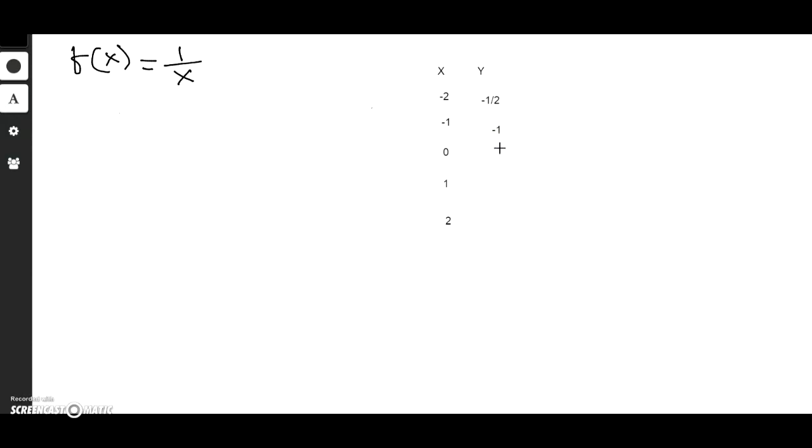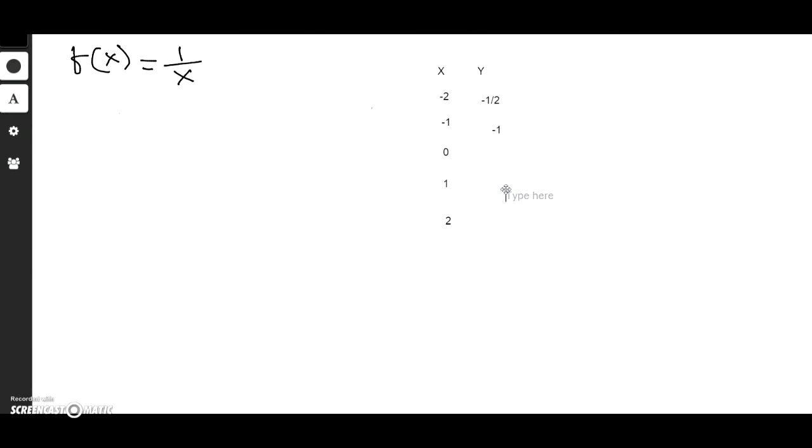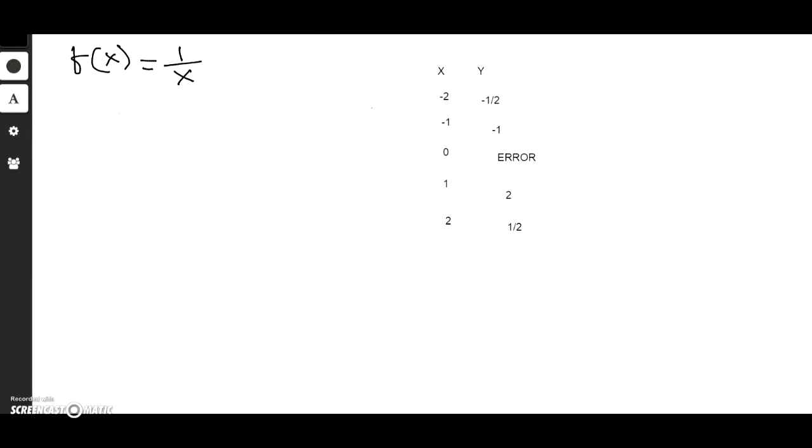Now let's see what happens if we put in 0. Oops, an error. Undefined. If we put positive 1, it comes to 1, and if we put 2, it comes to positive 1 by 2. So over here, error. Why? Let me demonstrate this by going into decimals and plotting the function.